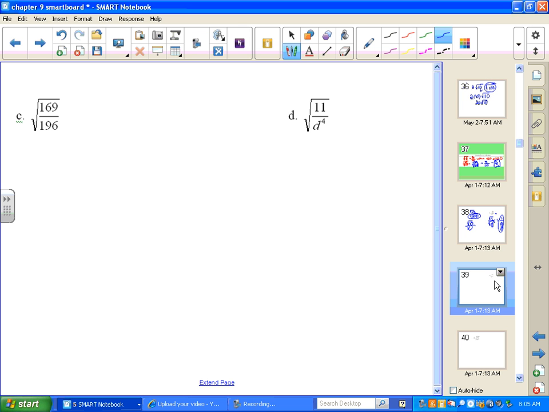All right, letter C. First thing you do is split them up into square root of 169 over square root of 196. Alyssa, go for it. Good. So that simplifies to 13 over 14. Once you take the square root of each of them, they're both perfect. You'll be sick of these perfect squares by the time I leave next week. Okay?